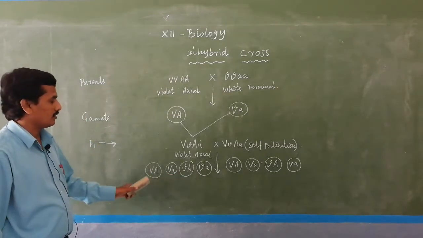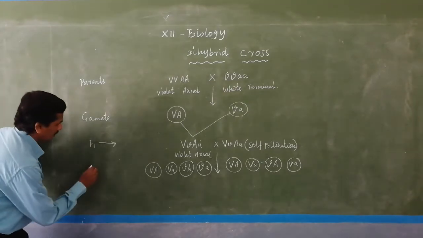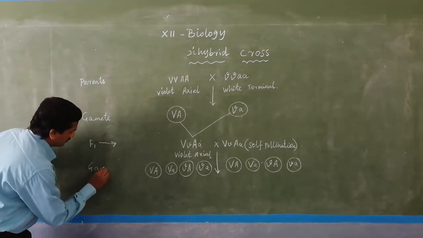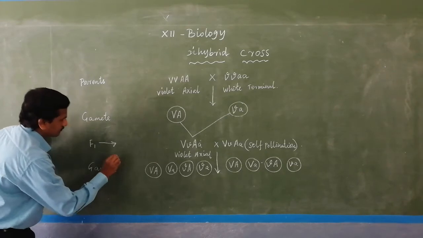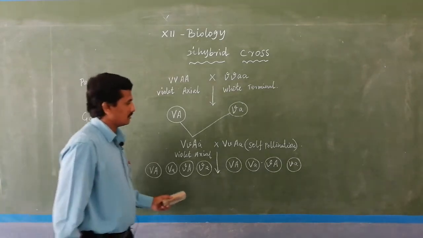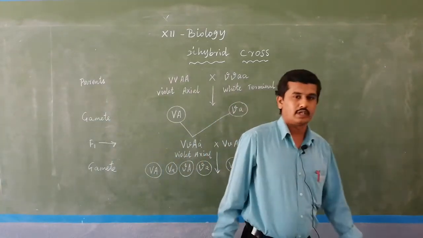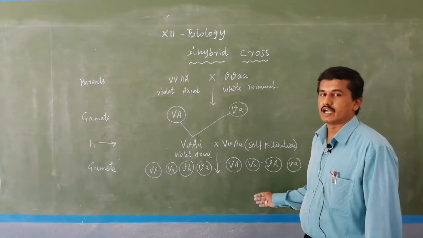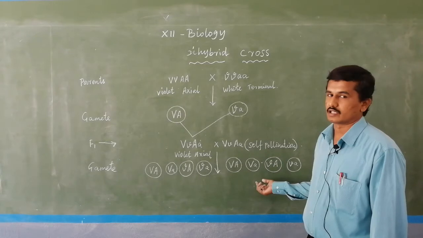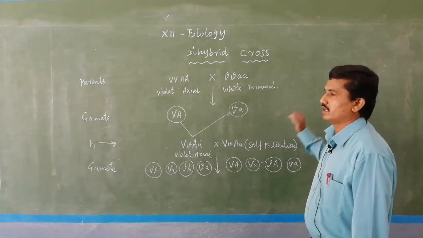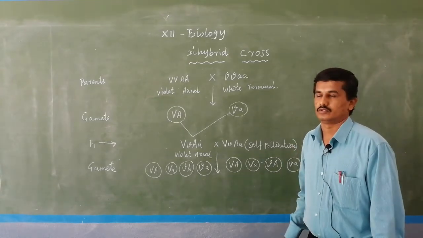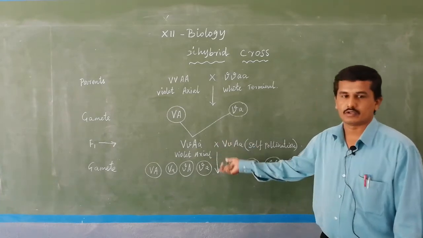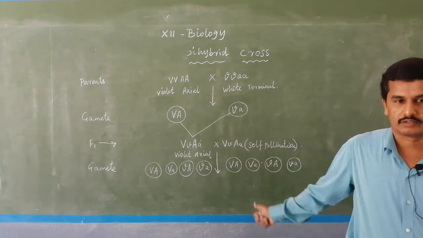Okay, 4 different types of gametes are produced in the F1 generation. This is gamete. Then with the use of Punnett square, we combine the gametes of male and female organism, then F2 generation is produced. So the first thing, you copy your classwork, I explain.